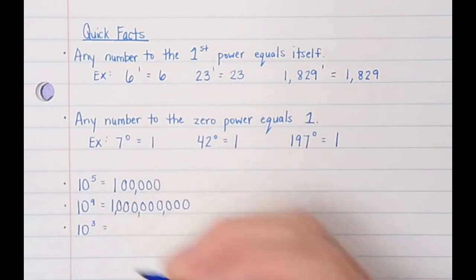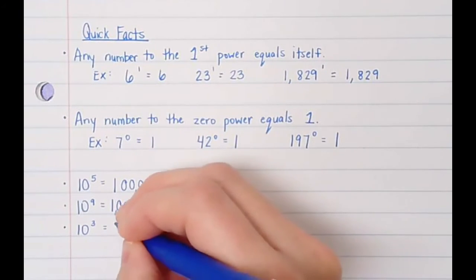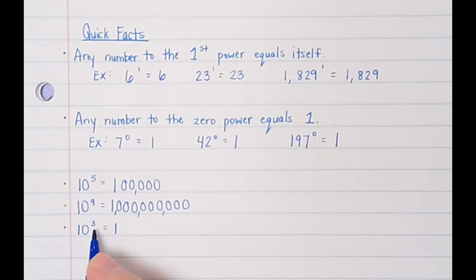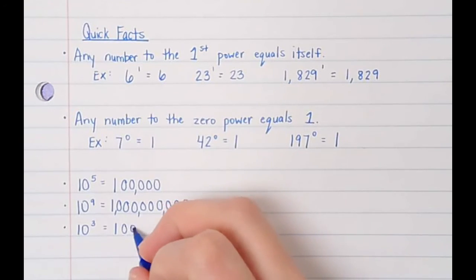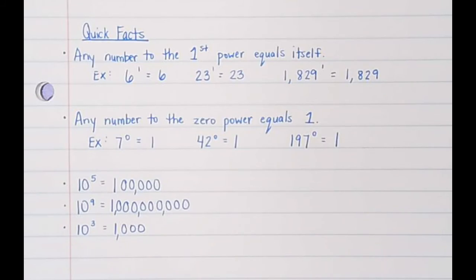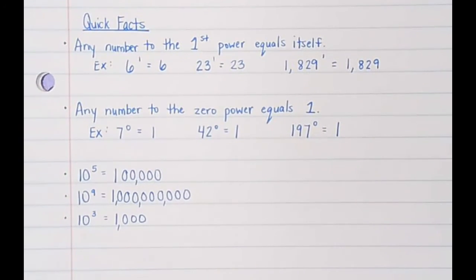Remember, put your 1, and then this number right here tells you how many zeros to put. 1, 2, 3. It's 1,000.